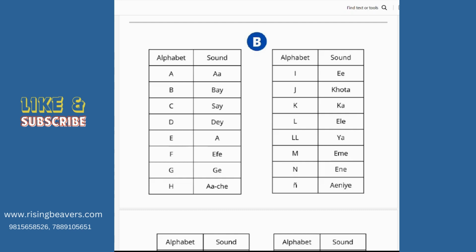J will be khota, K will be ka, L is LA, and there is double L also in Spanish language. One is single L, its sound is LA, and another one is double L, that sound is ya. Okay, next is MA, N is NA, and there is another N with tilde, its sound is NA.